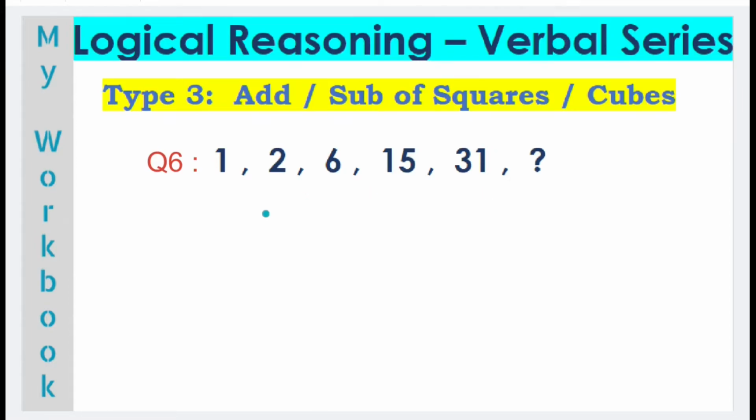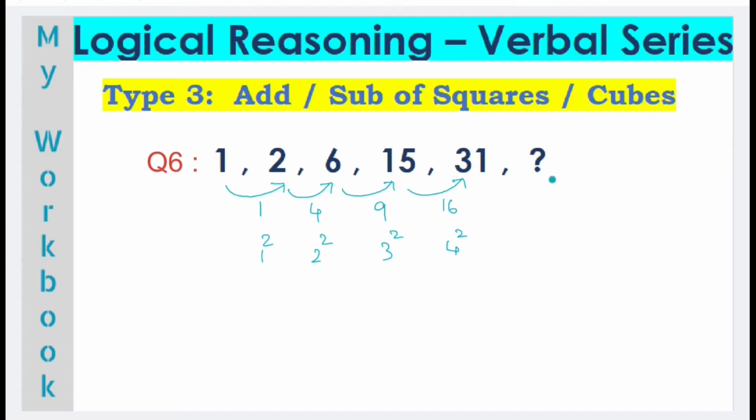Here it is an increasing series and the elements are also increasing gradually. So let's find the difference between the successive elements. 2 minus 1 is 1. 6 minus 2, 4. 15 minus 6 is 9. 31 minus 15 is 16. And the pattern here is these are all perfect squares. 1 square is 1, 2 square is 4, 3 square is 9, 4 square is 16. So perfect squares of natural numbers are getting added to successive elements.